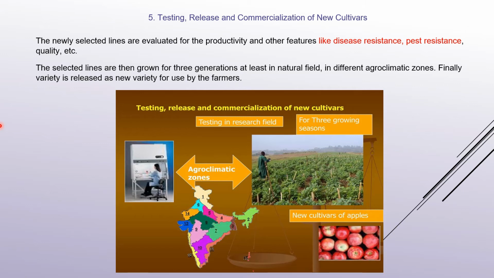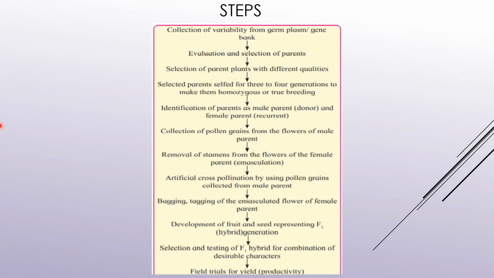Let us see this with respect to a flow chart. Here you can see the very first step, collection of variability either from the germplasm or gene bank. Second step is you have to evaluate and do the selection of the parents. Third is selection of the parent plant with different qualities. You have to self the selected plants for at least 3 to 4 generations to bring the homozygosity. Then you have to identify the parents as male parent and female parent. Then comes collection of pollen from the flowers of the male parent.